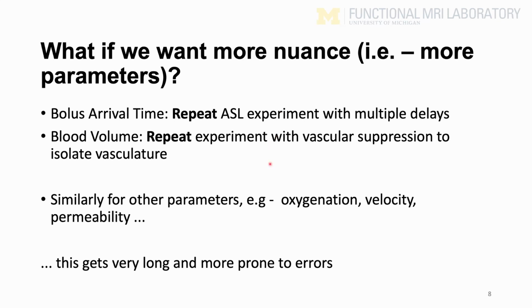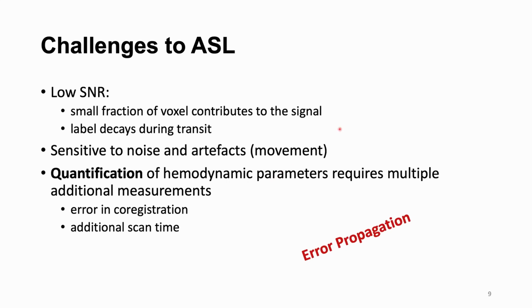And you can do this for multiple other parameters. You can do this for measuring oxygenation or velocity. People have looked at the permeability of the vessel walls. So there's a ton of information in this arterial spin labeling technique. But the caveat is that you have to repeat the experiment multiple times and then put all that information together. So it gets very long, and the errors and the uncertainty, the noise that is in each one of these techniques keeps accumulating. So, there's some real challenges here.